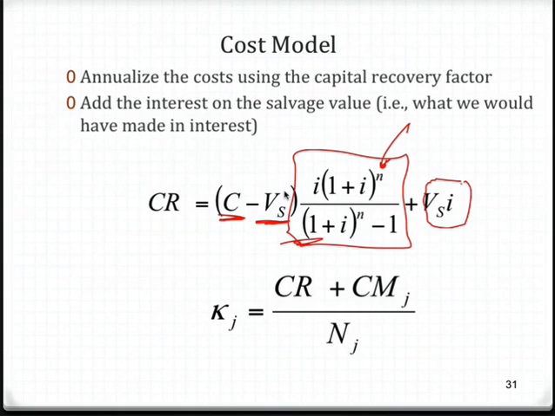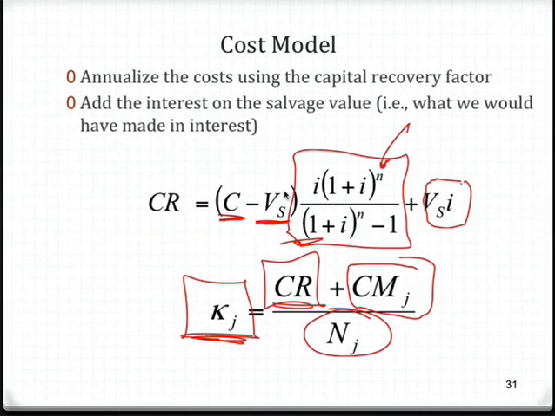Well, we can estimate based upon the type of maintenance we're performing, the cost of maintenance each year, and use our capital recovery factor and divide through by N sub j. N sub j again will give us the cost per part in that year.